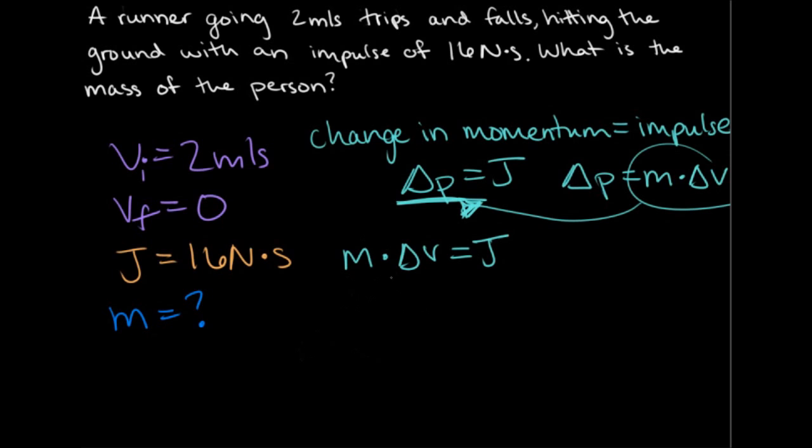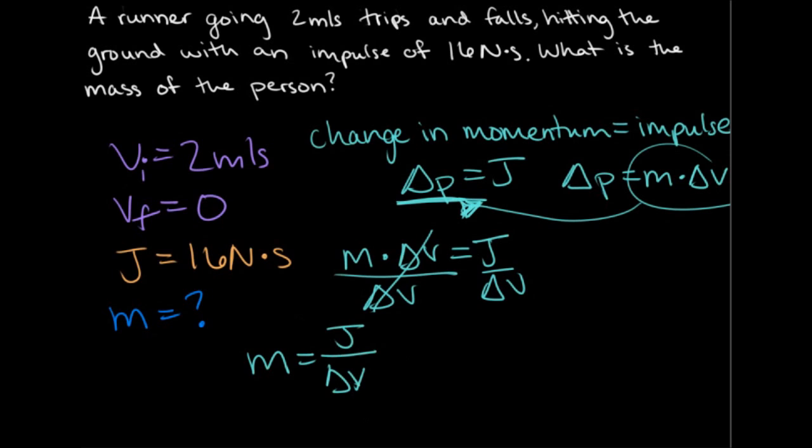Now we need to get mass by itself. So I'm going to divide both sides by the change in velocity so that these cancel out. And my equation will now be mass equals impulse over the change in velocity. And after that, I just plug everything in.